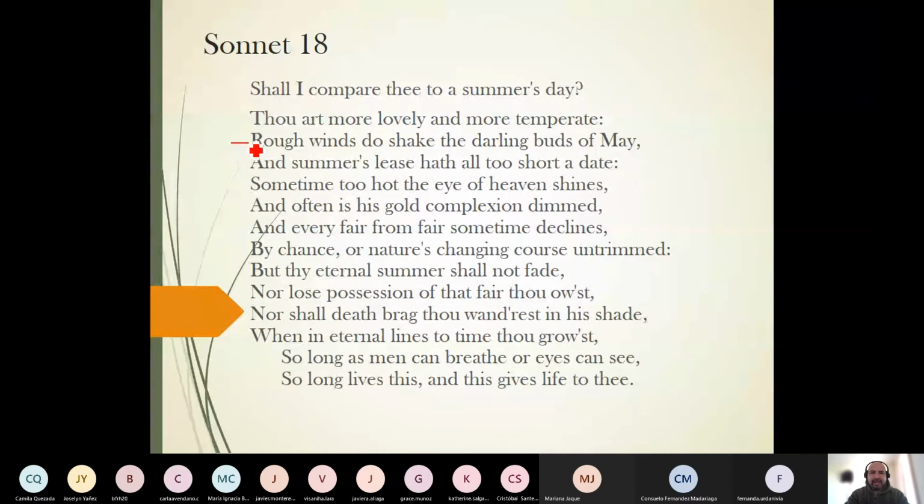Then in the next line, same quatrain, rough winds do shake the darling buds of May, and summer's lease hath all too short a date. So summer is going to end at some point, right? And sometimes the winds shake the buds, these little things that grow in the trees in spring. So eventually, that's not a good comparison, because eventually the warm and hot days are going to end, but not you, right? Then we have another quatrain here.